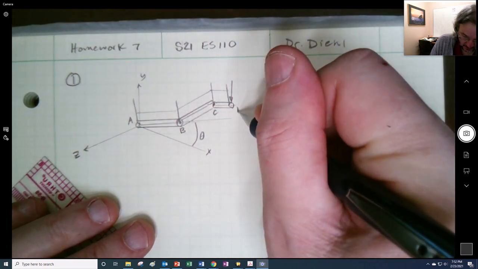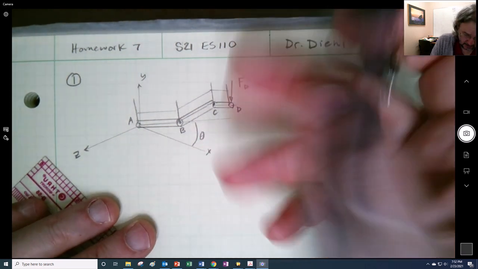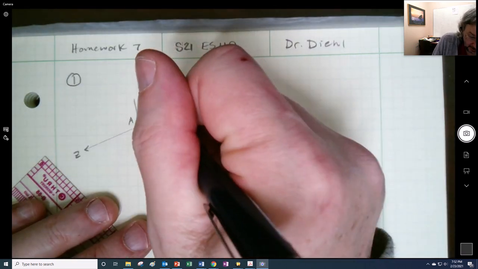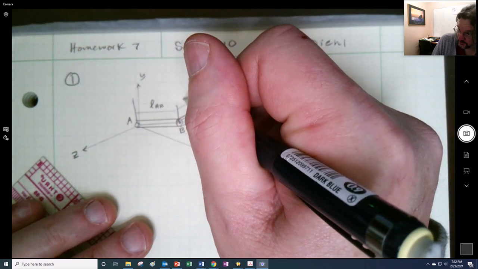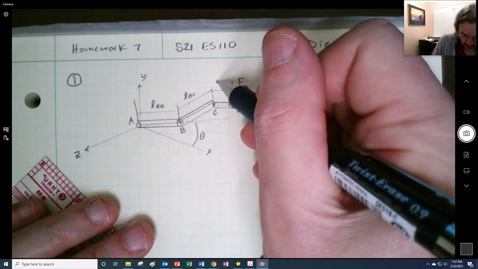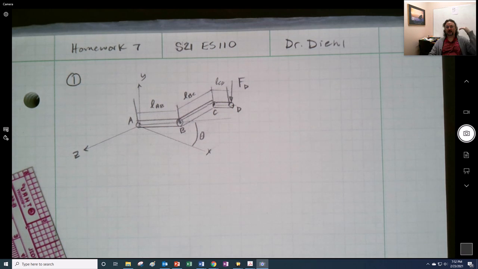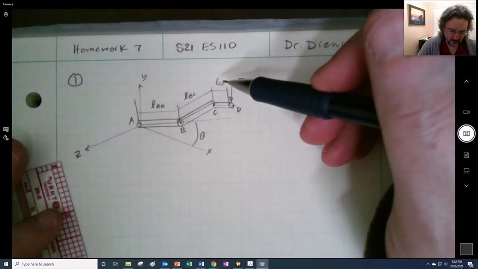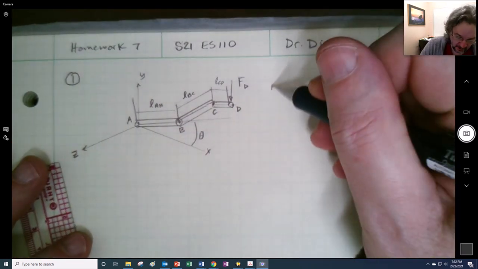Let's see. All right, so there's D happening right there, and this is the force at D. So make this a little bit shorter. And I'll have this as LAB, and this is going to be LBC, and this is going to be LCD. Okay, well, we have a few things we have to take care of right here. We could maybe overly complicate this, but let me give the givens.